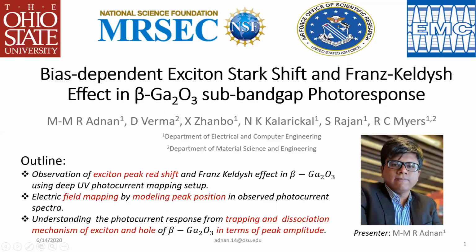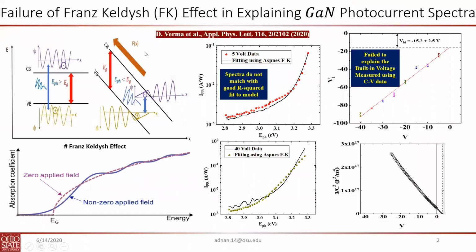Today's talk will show you the observation of exciton peak redshift and the Franz-Keldysh effect in beta gallium oxide, and I will present a model that will show how the peak position of this exciton can be used for electric field mapping. Finally, I will present a mechanism for beta gallium oxide photocurrent response that will be explained in terms of peak amplitude. Recently, from our group, we published a paper in APL that showed that the Franz-Keldysh effect is unable to explain the gallium nitride photocurrent spectra.